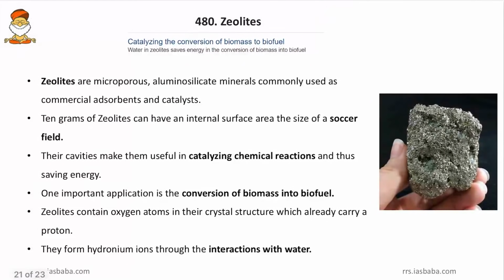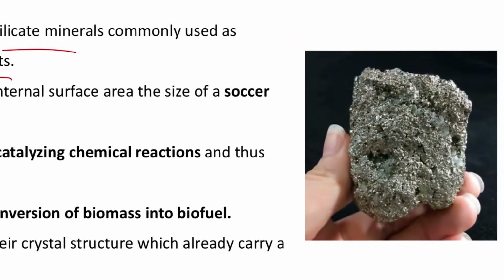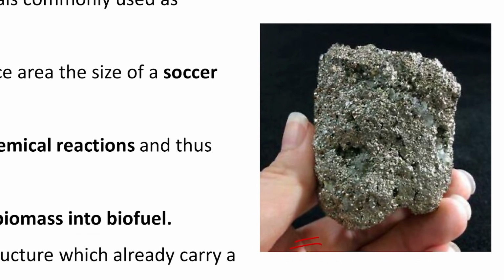Come to the next one, the zeolites. Friends, zeolite is a catalyzing agent, and recently it was found that this catalyzing agent is more useful for converting biomass into biofuel. So this is of great use for the production of biofuels. Coming to zeolites, friends, zeolites are microporous aluminosilicate minerals commonly used as commercial adsorbents and catalysts. So here we can see how they are porous, and these are used as catalysts and adsorbents, that absorb the pollutants and other particles.